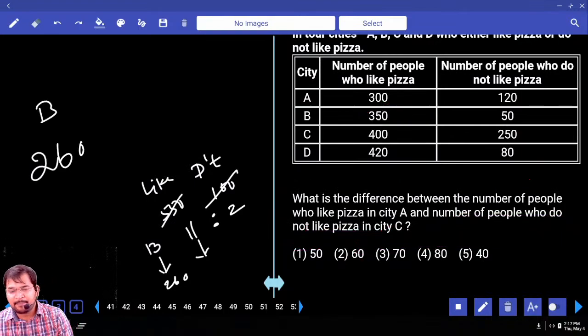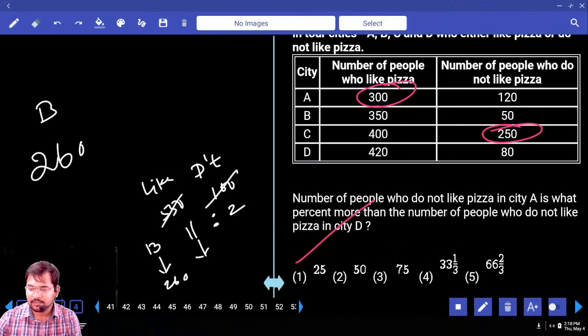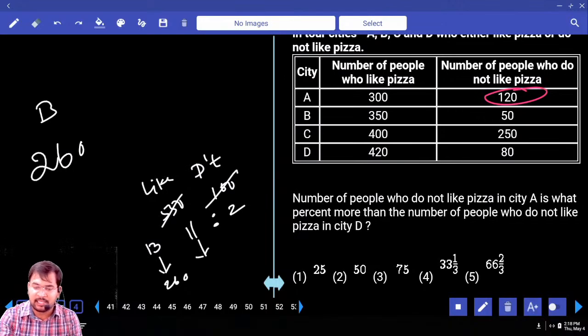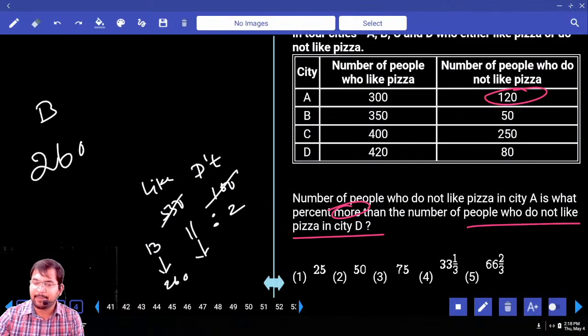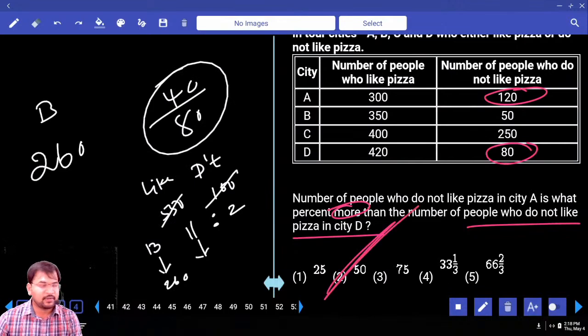What is the difference between the number of people who like pizza in city A and the number of people who do not like pizza in city C? Difference. The number of people who do not like pizza in city A, 120, is what percentage more than those who do not like pizza in city D? They compared with city D, na, 80. Difference is how much? 40 by 80 is nothing but your answer, 50.